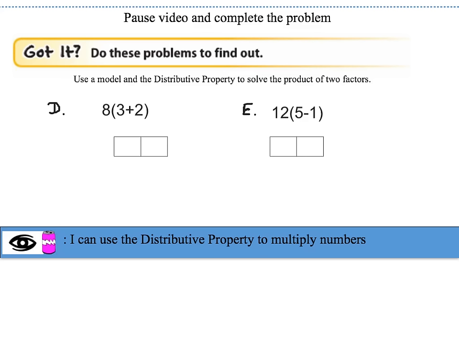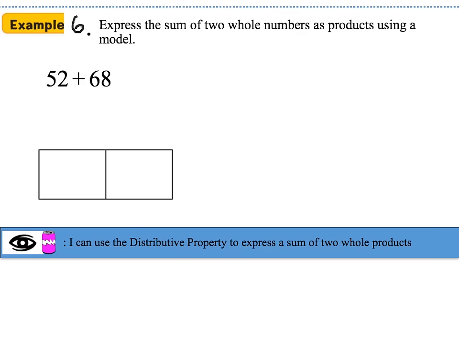Notice I have two Got It problems, Got It problem D and Got It problem E. Let's make sure we show a model to support our answer. So let's go ahead and express the sum of two whole numbers as a product using the model. So we know anyone can add 52 plus 68. That's not what this problem is asking. They want us to write it in a different form.